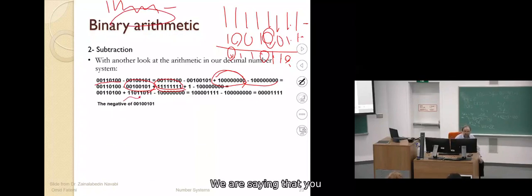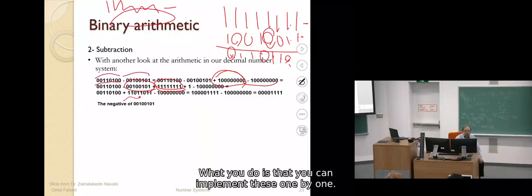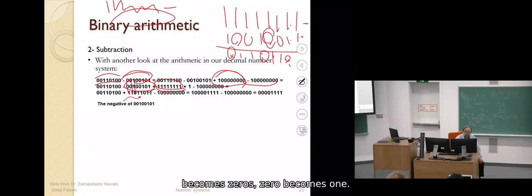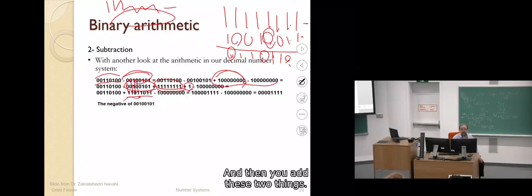Okay. So let's see what we are saying now. We are saying that you wanted to subtract these two numbers. What you do is you complement this one bit by bit. So 0 becomes 1, 0 becomes 1, 1 becomes 0, 0 becomes 1. And then we have 1 here. We add 1 to that. So it becomes like that. And then you add these two things. Let me write it on the board for you so you could see what I mean.